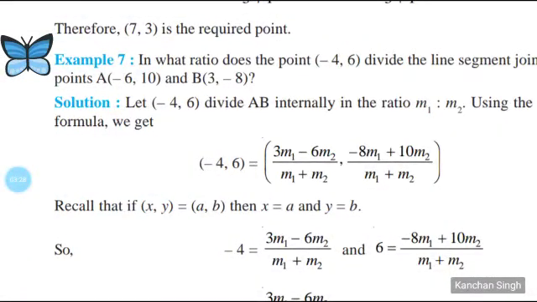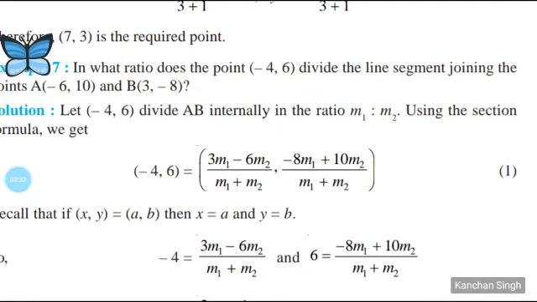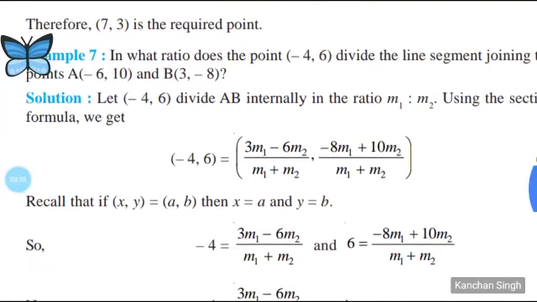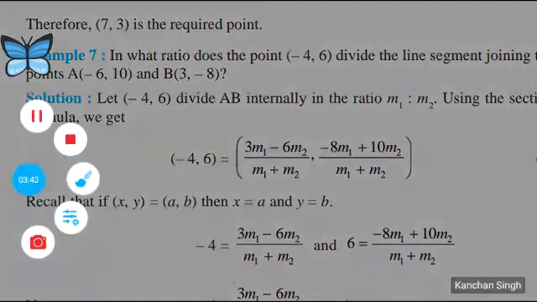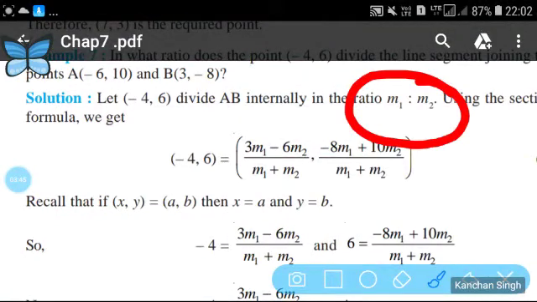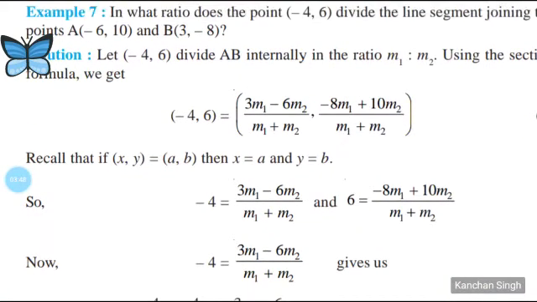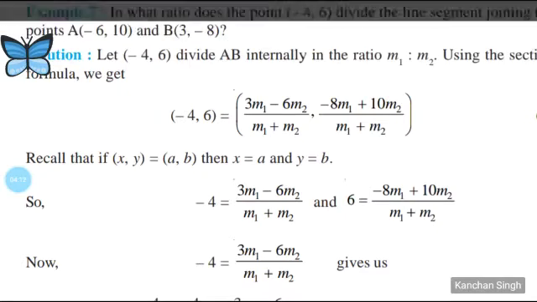Now our next question is: in what ratio does the point (-4, 6) divide the line segment joining the points A(-6, 10) and B(3, -8)? Here we have to find the ratio m1:m2. To find the ratio, again we will use the section formula. The point dividing the segment is already given as (-4, 6).